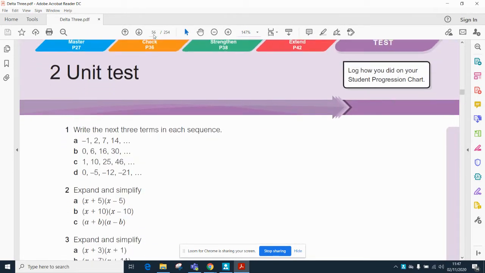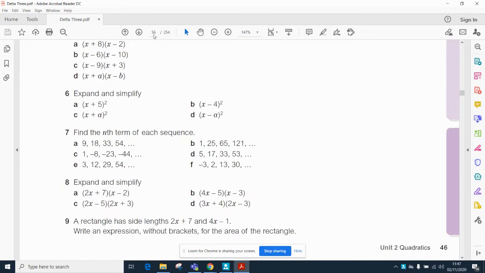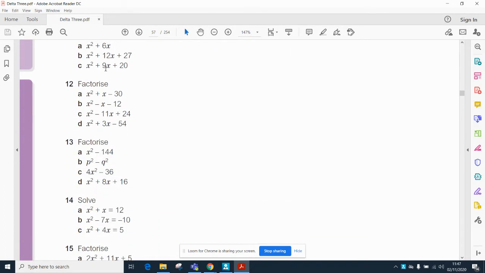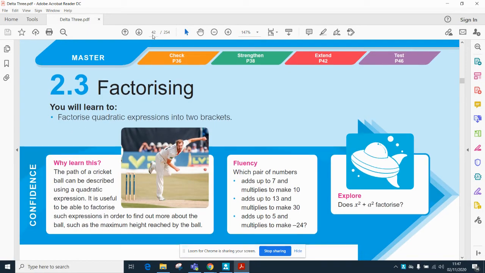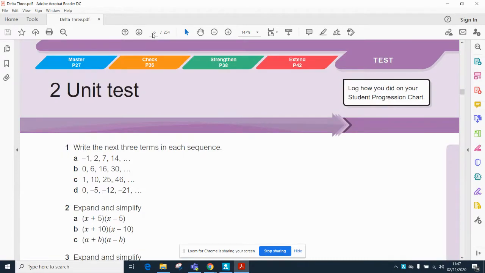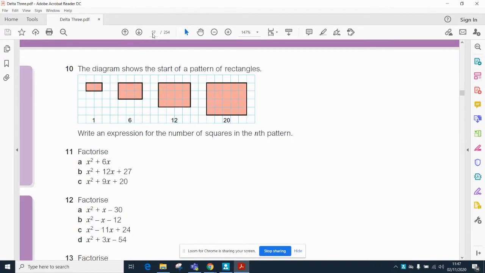You might get through all the sequences stuff, and then you might get stuck on your factorizing. Can't remember how to factorize, so let's again have a look back in the textbook, factorizing chapter, and you've got a worked example. Again, you're looking for two numbers that add to make 7 and multiply to make 10. They're 5 and 2, so they're the ones that go in the bracket. It reminds you how to do that. Okay, so it's helpful for all of that stuff on there.